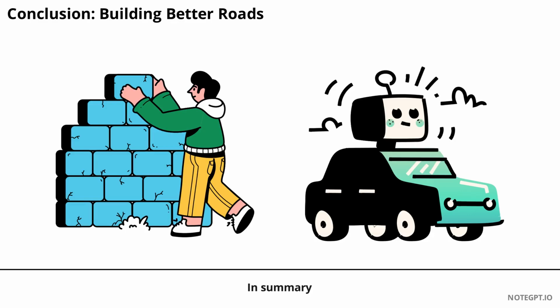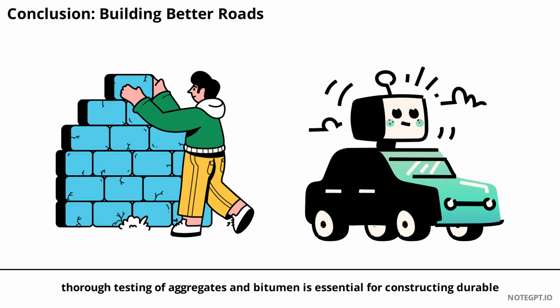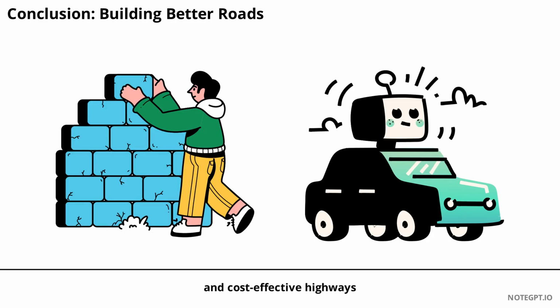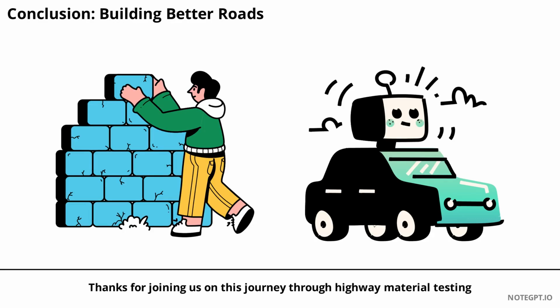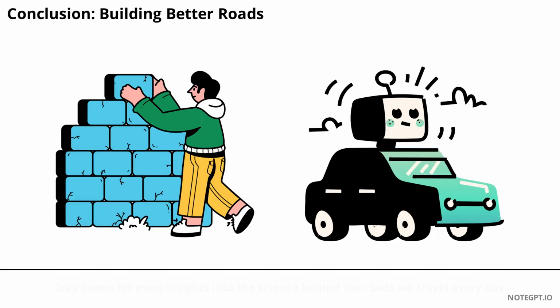In summary, thorough testing of aggregates and bitumen is essential for constructing durable, safe, and cost-effective highways. Each test, from crushing and impact to penetration and durability, plays a vital role in material selection and quality control. By understanding and applying these tests, engineers can ensure that our roads withstand the demands of traffic and weather for years to come. Thanks for joining us on this journey through highway material testing.